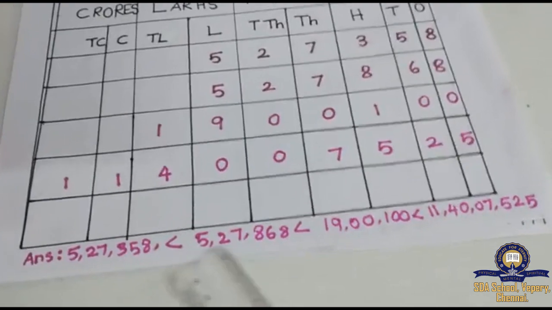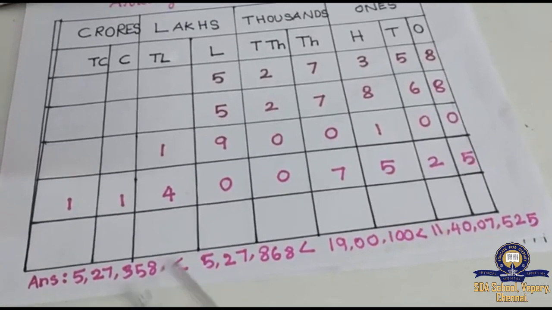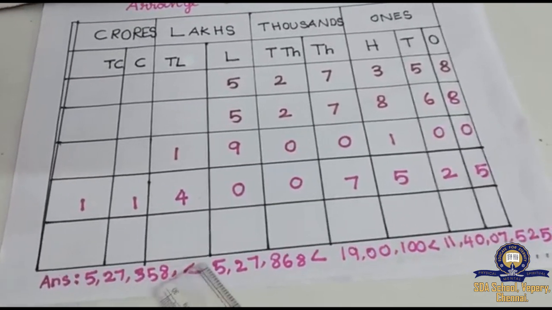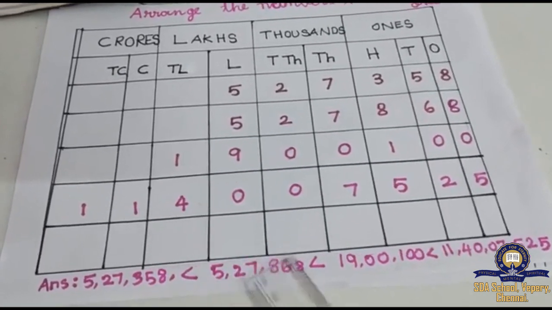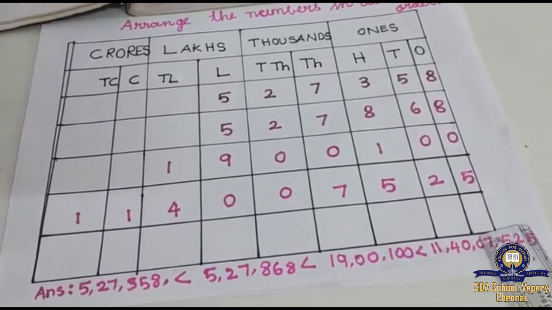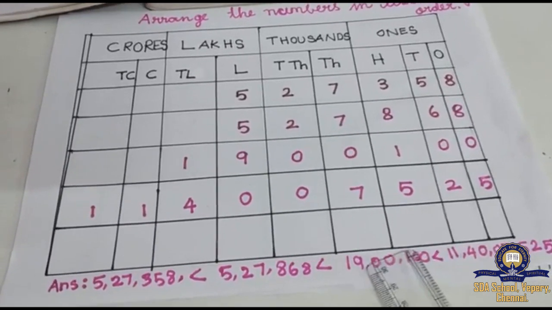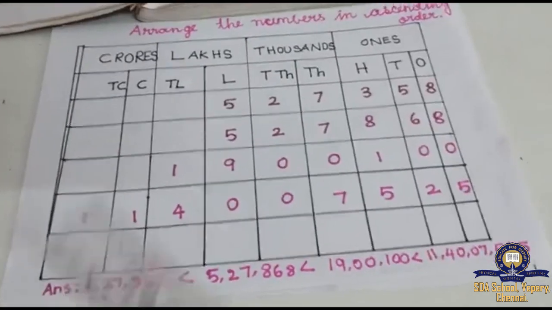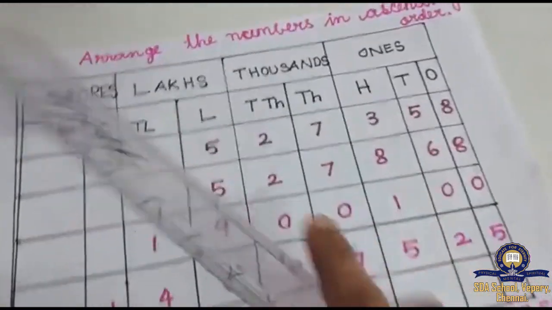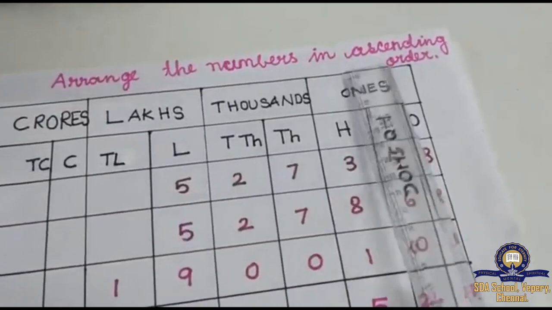5,27,358. See, this symbol is used. These two sides are open, right? That is open to the greatest number side. This number is greater than this. This number is greater than this. This number is greater than this. This is how we arrange the numbers in ascending order.